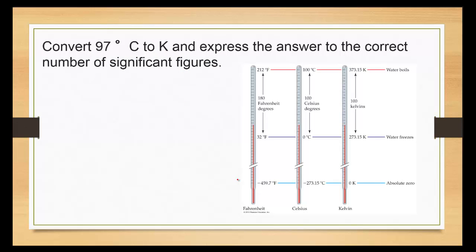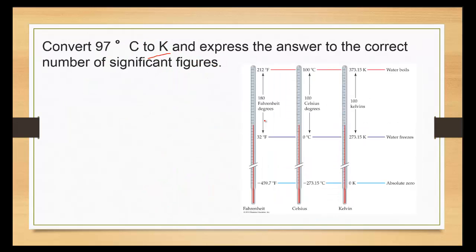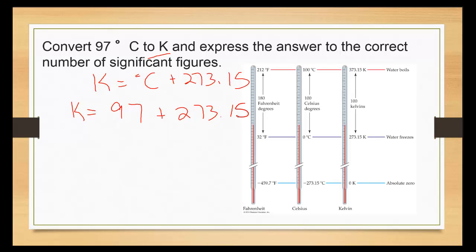Degrees Celsius to Kelvin. If we look back at our equations, Kelvin and degrees Celsius are in the top equation. So Kelvin is equal to degrees Celsius plus 273.15. So that means Kelvin is equal to 97 plus 273.15. Which then brings me to an answer of 370.